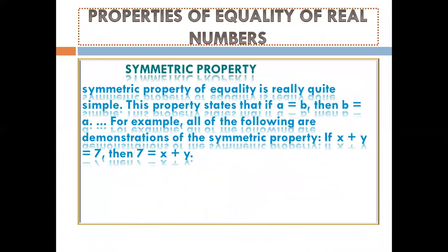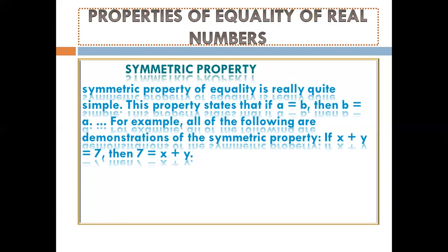The next property is called symmetric property. Symmetric property of equality is really quite simple. This property states that if A is equal to B, then B is equal to A. For example, if x plus y is equal to 7, then we can say that 7 is equal to x plus y. What did we do in symmetric property? We only change the position of the numbers. The equality is the same, only we change the left hand side to the right hand side and the right hand side to the left hand side.